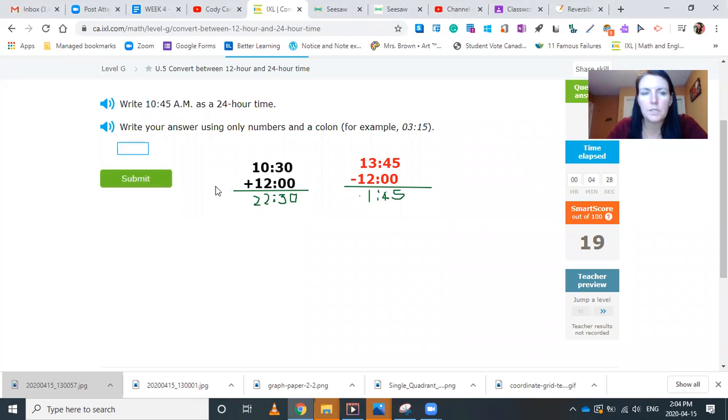Good. Let's try the third one. Write 10:45 AM as a 24-hour time. Now this is super easy. If it is before 12, it stays exactly the same because there is no change that you need to make. The only difference is you take away the AM and the PM. If it's already AM, you just take away AM. If it's PM, you subtract your 12 hours and then you take away your PM part. All right, so this is how you directly translate 10:45 AM into a 24-hour time. It's 10:45.